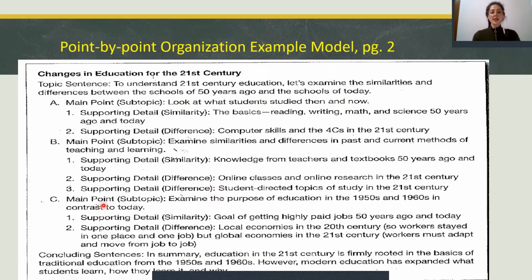And the third subtopic, purpose of education in the 1950s, in contrast to today. So, purpose of education. Today, 50 years ago. It goes like this. And the concluding sentence, you have to write the concluding sentence. You have already written a lot of concluding sentences in your first writing pack from paragraph to essay. So I won't repeat how to write a concluding sentence, but maybe you will see it in the examples.